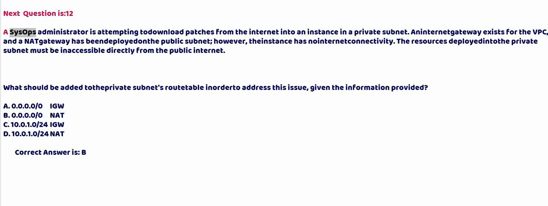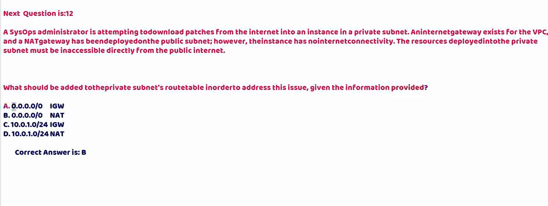Next question is 12. A SysOps administrator is attempting to download patches from the internet into an instance in a private subnet. An internet gateway exists for the VPC, and a NAT gateway has been deployed on the public subnet. However, the instance has no internet connectivity. The resources deployed into the private subnet must be inaccessible directly from the public internet. What should be added to the private subnet's route table in order to address this issue, given the information provided?